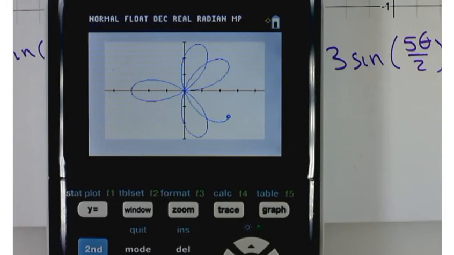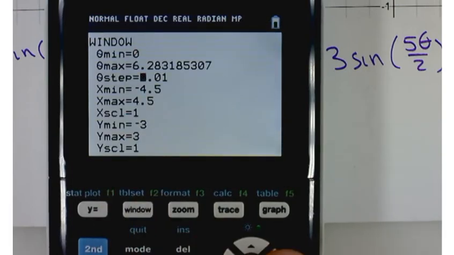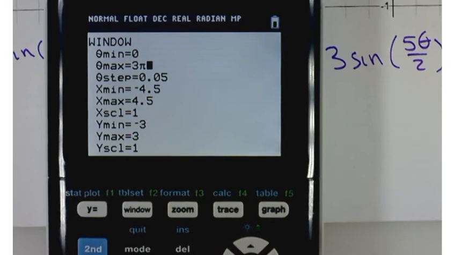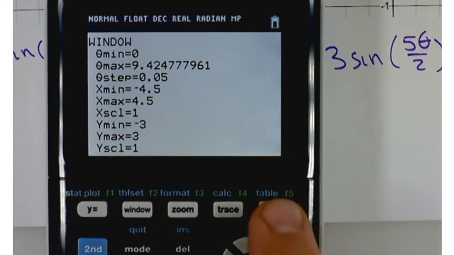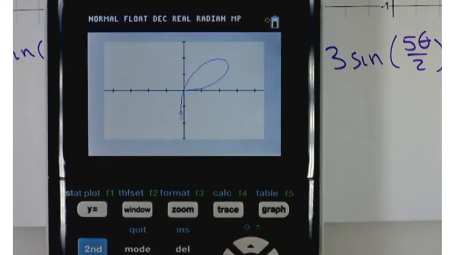All right, so interesting. Do you think that's it? Let me make a couple adjustments. Let me make this a 0.05. Get that to graph a little bit faster. But what if I go to, say, 3 pi? And then graph it. Well, that was a good call to adjust theta step, because this is graphing a lot faster.